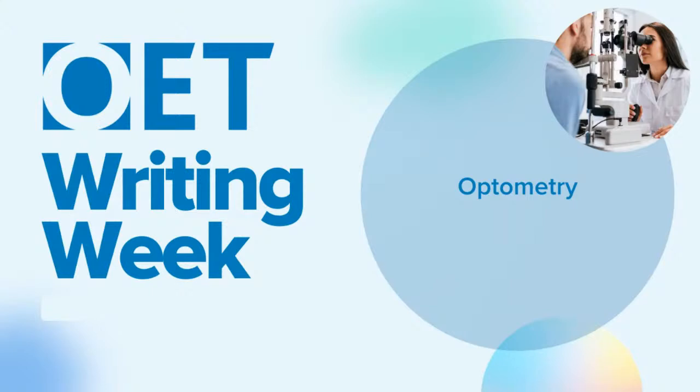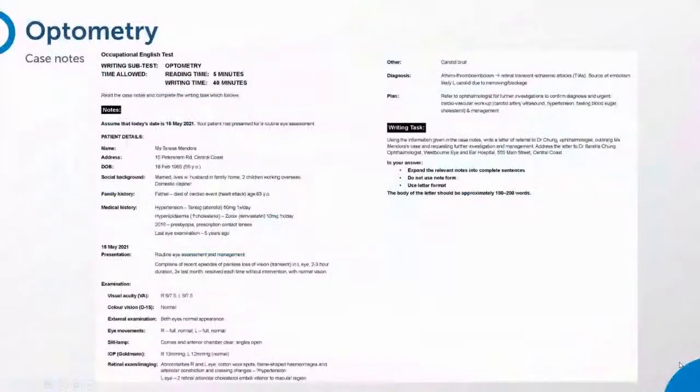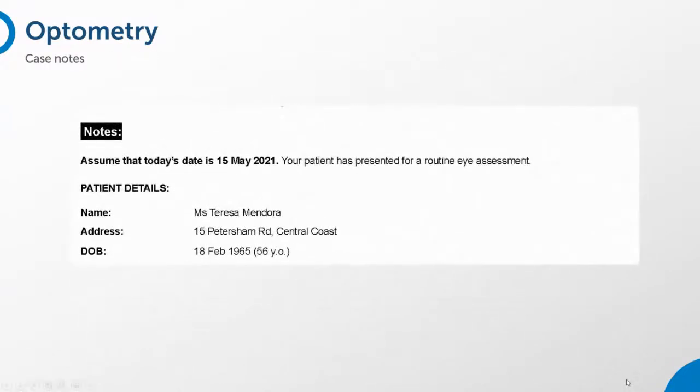These are the optometry case notes. If you're not an optometrist, you're welcome to look at these case notes. We're going to go through them together. And again, I'll demonstrate how to select what to include from these case notes. So with any set of case notes, you need to start at the beginning to work out the role in the situation. And we can see here that the notes tell us that your patient has presented for a routine eye assessment, and we have the patient's name and date of birth presented below.